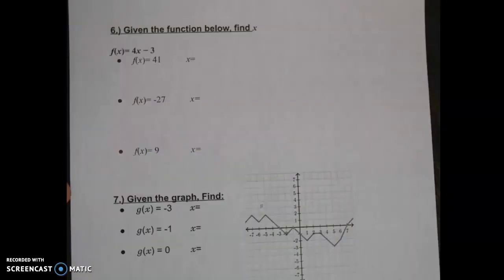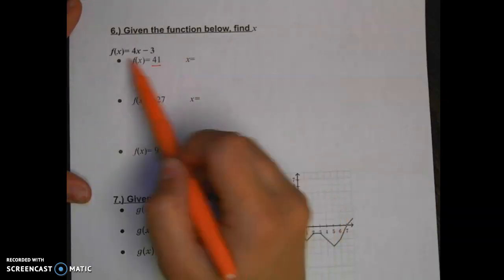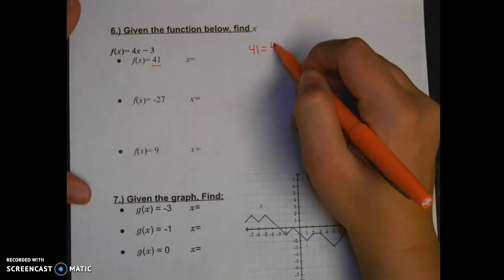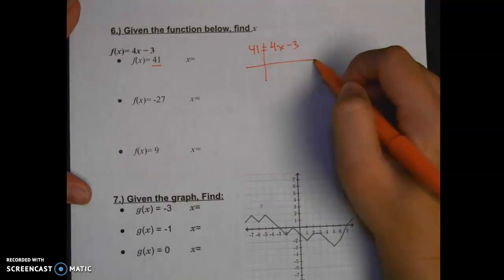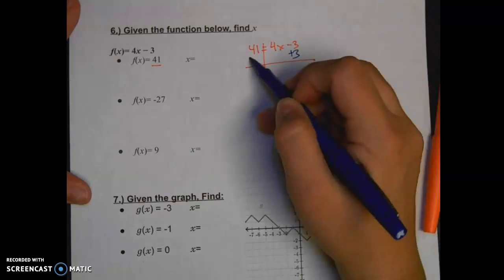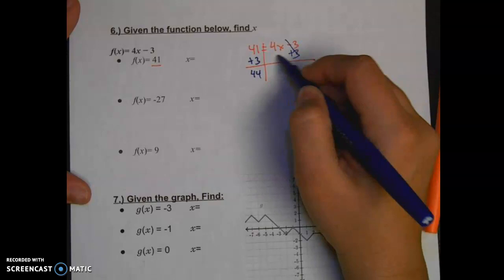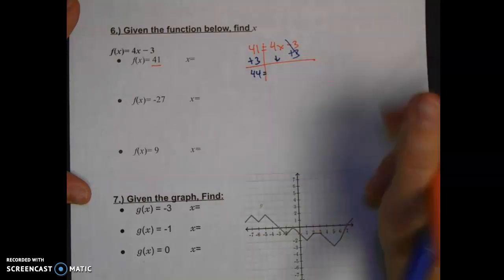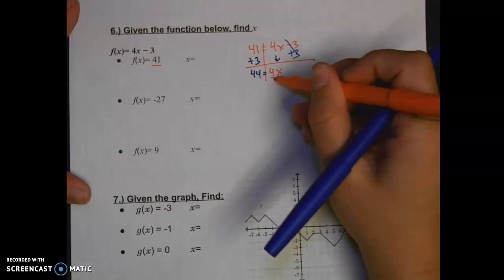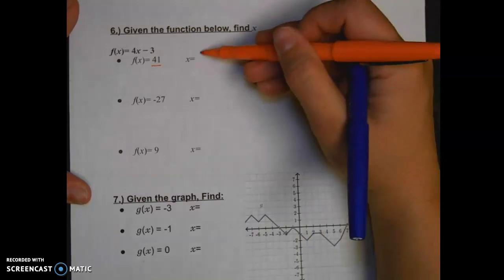All right, now we're going to do the same exact thing. We're going to take 41 and plug it in for where it says f of x. So I have 41 equals 4x minus 3. What we need to do is add 3 to both sides. 41 plus 3 is 44. Bring down your 4x. Remember what the last thing to do is? Divide. Yep, divide everything by 4. And 44 divided by 4 is 11.